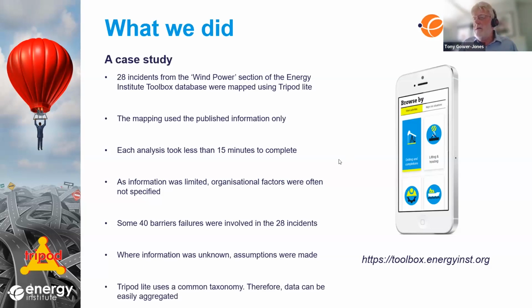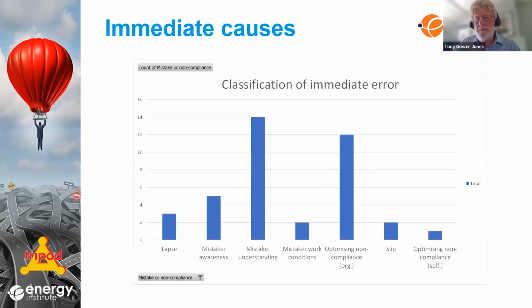You can then, using the common taxonomy, aggregate that data and start producing information. So if you take those 40 odd barriers, you can look at what was the most common immediate cause? And this is at the second level of categorization of immediate causes. So you see slips and lapses, automatic processing. You see the different types of mistakes, and at the second level, what created them. And you see different non-compliances. It says that most of the barrier failures were due to mistakes in that area.